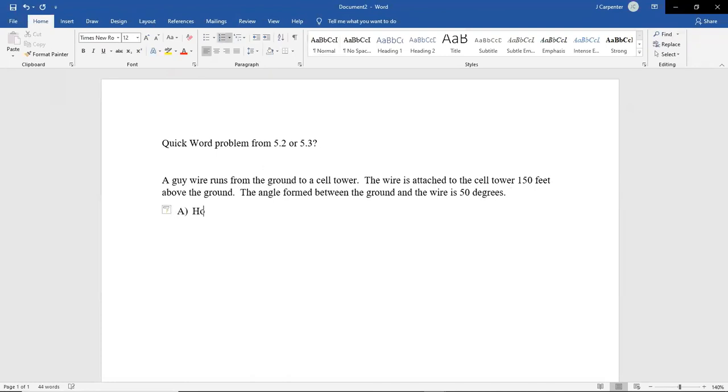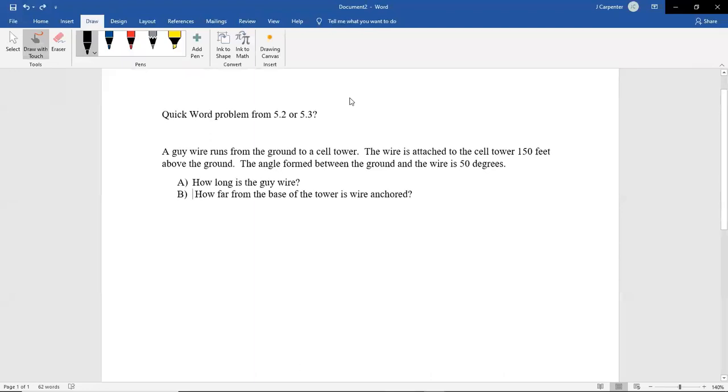Questions are, how long is the guy wire? And how far from the base of the tower is the wire anchored to the ground? Let's do it this way then. How far from the base of the tower is the wire anchored? I'm going to draw up a picture for this. You know what they say, a picture's worth 1,000 words.